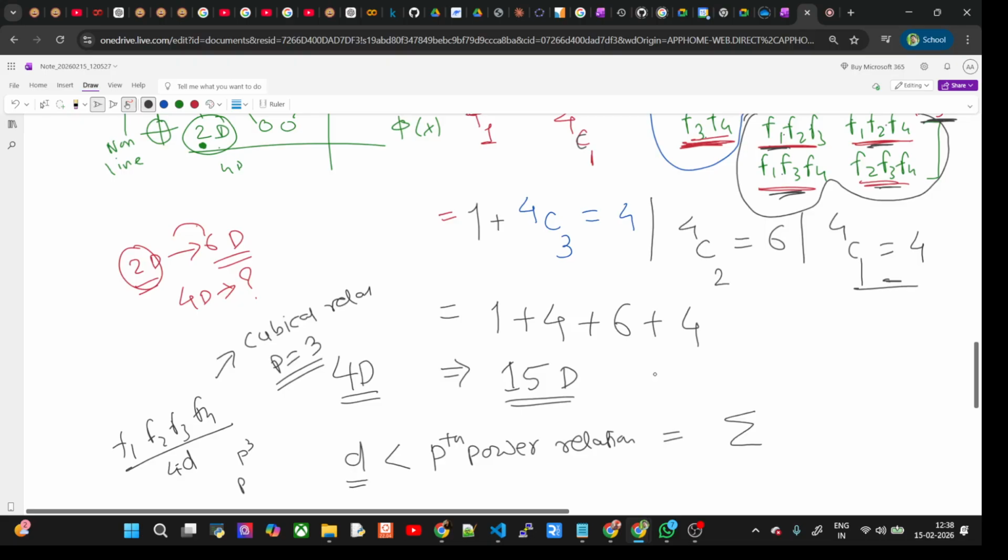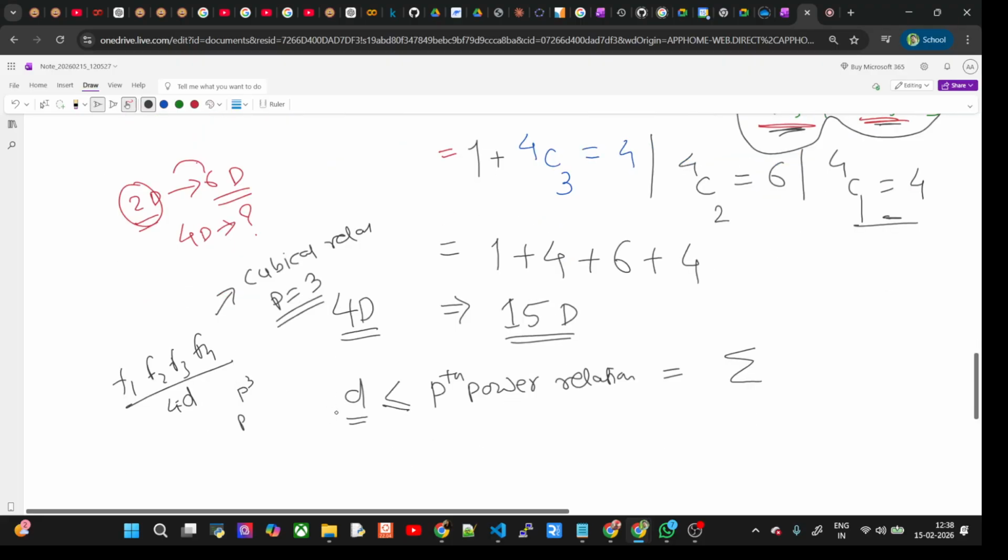So you not only want the 5, 4, 3, you also want the lower dimensions: 0, 1, 2, 3. Also 0, 1, 2, or if you want 4, then 0, 1, 2, 3 and 4 also. So the dimension d should be less than or equal to the pth relationship. If it is a third relationship, you need to take 0, 1, 2 and 3 also.